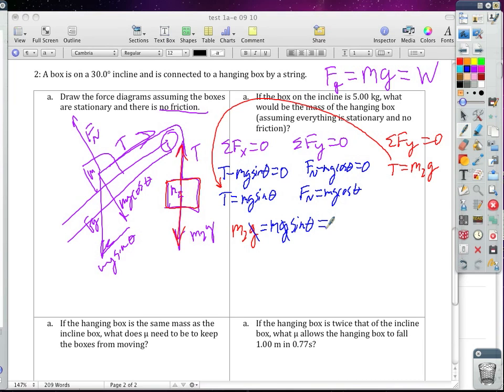If the mass on the incline is 5 kilograms, the mass of the hanging mass would be the 5 kilograms times sine of theta. Theta is 30 degrees, so that's going to be 0.5. So the hanging mass is 2.5 kilograms. I feel like this is reasonable. See how this one's just a touch easier than the other one was? Part 1B was more difficult. This is reasonable. 2B seems reasonable.